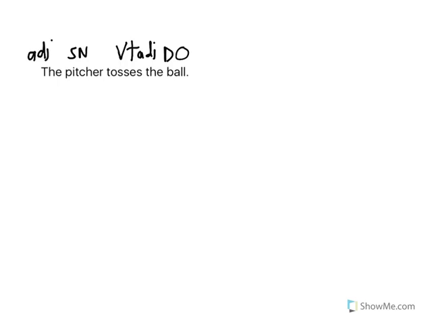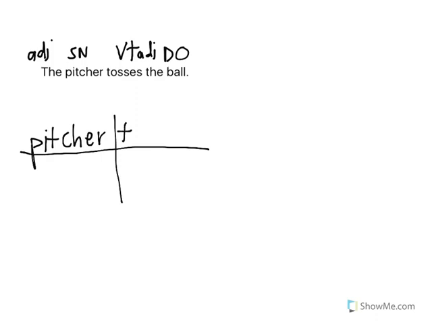Okay, so now let's draw our word picture. You know that our subject goes in the first slot, pitcher. Our verb goes in the second. And now, if we have a direct object or something receiving the action of the verb, you're going to draw a half line. Ball. Pitcher tosses ball.